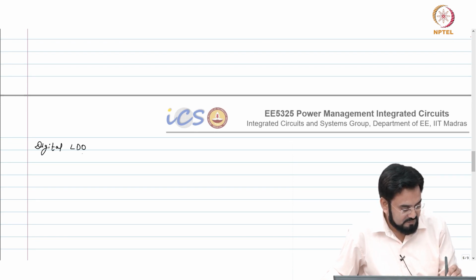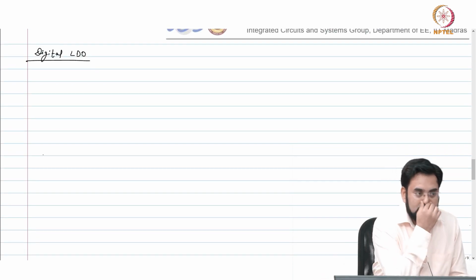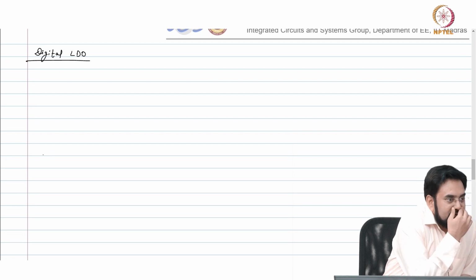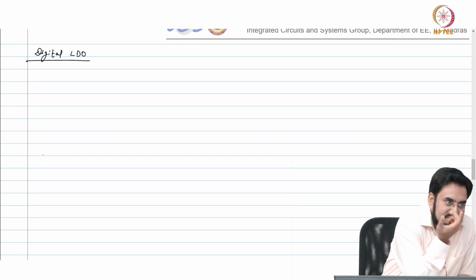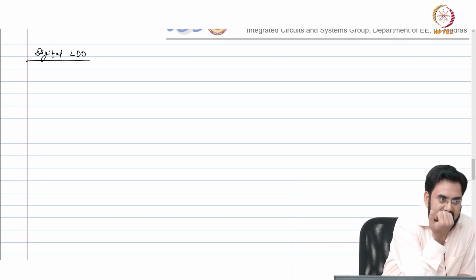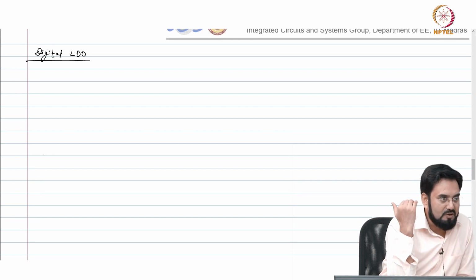Digital LDO. So far we have seen we use an error amplifier. In the feedback you need to compensate it, and that error amplifier generates your control voltage, which controls the gate of your pass transistor, which basically is nothing but your voltage controlled current source. Depending upon what the load current is, that control voltage will move up or down and will ensure that your output remains constant for that particular load.